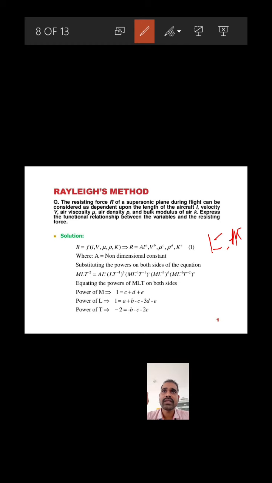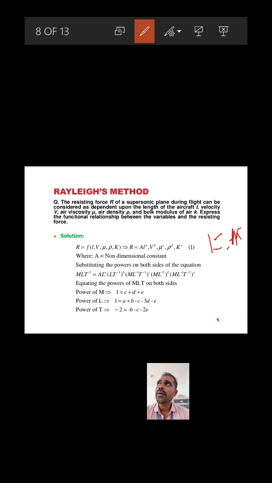Otherwise, if it is not mentioned like Rayleigh's method or Buckingham pi theorem, then we can use any one of the methods, right? So suppose they specifically ask you to use Rayleigh's method, then we go with Rayleigh's method. Otherwise we can use any one of the methods, right? So that you should clearly know. Given data: R is the dependent variable; length, velocity, mu, rho, K are the independent variables.